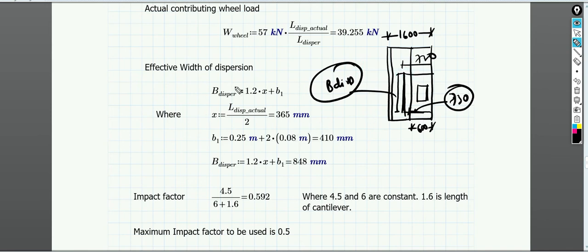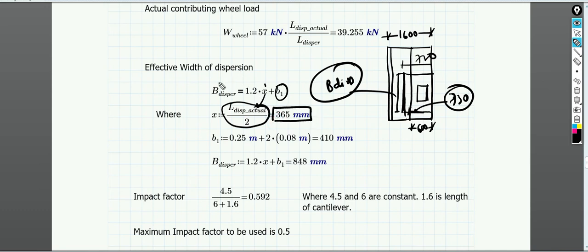So how to find out? This can be found out by this equation, 1.2x plus b1. What is x here? x is nothing but that 720, and b1 we need to calculate. Now, x is not this one; x is nothing but half of the actual dispersed length. The actual dispersed length was 730, so 730 by 2, that is 365.